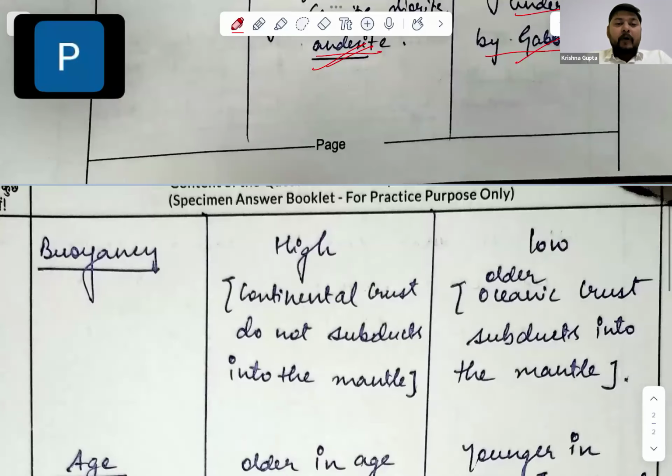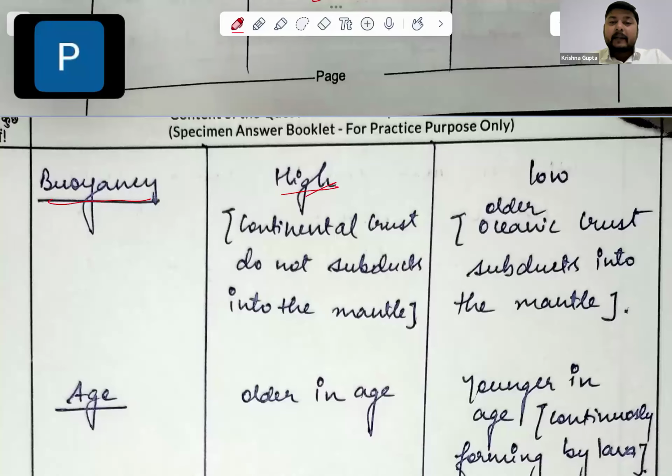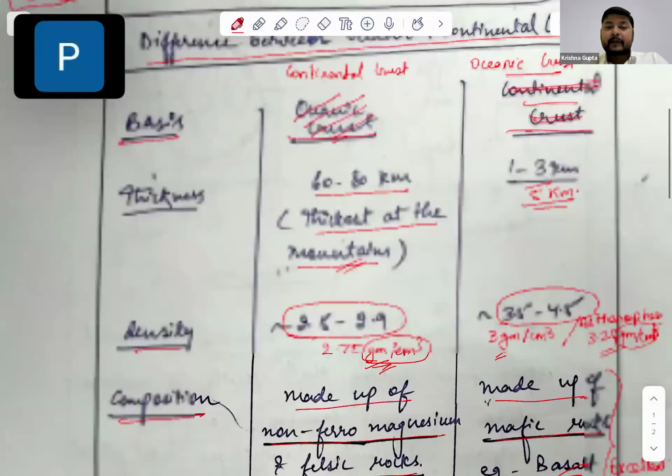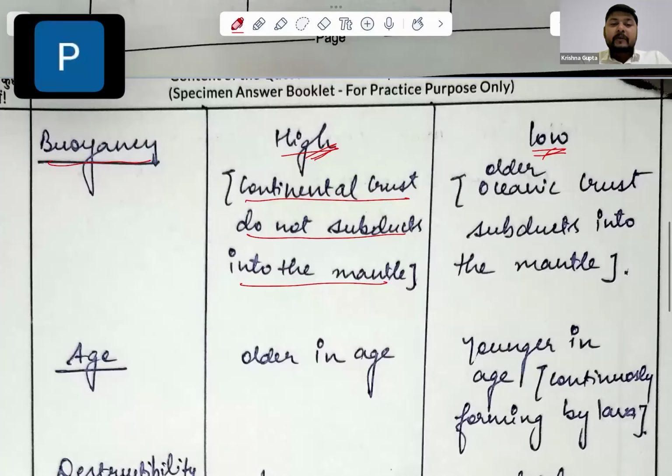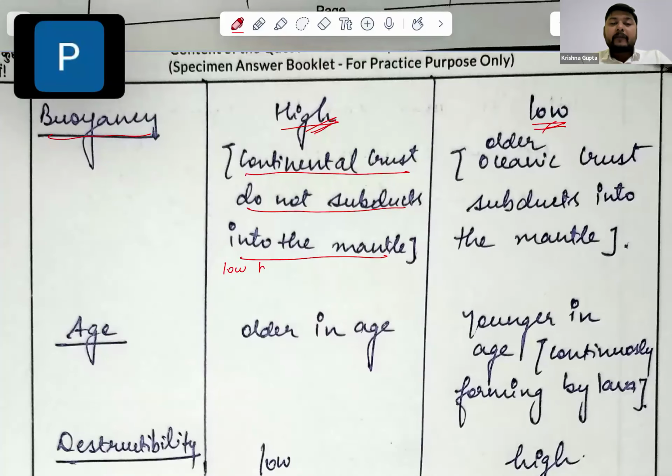Here the buoyancy is high in the continental crust and low in the oceanic crust. So continental crust does not subduct into the mantle. Yes, you are going right. It does not subduct into the mantle because of its high buoyancy. Older oceanic crust subducts into the mantle because of its low buoyancy.